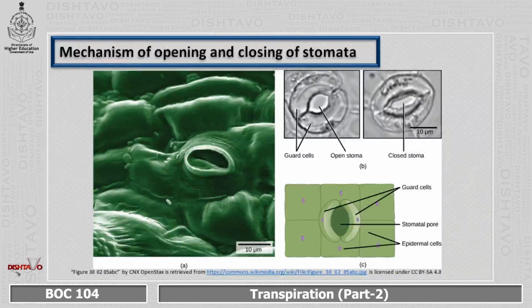The outer wall of the guard cell is elastic, whereas the inner wall is thick and non-elastic. When water moves inside the guard cell, it becomes turgid. The outer wall expands. Along with the outer wall, the inner wall too expands, and hence it leads to the opening of the stomatal pore. When the water leaves the guard cells, they become flaccid, and the outer wall as well as the inner wall regains its original shape, thus closing the stomatal pore.